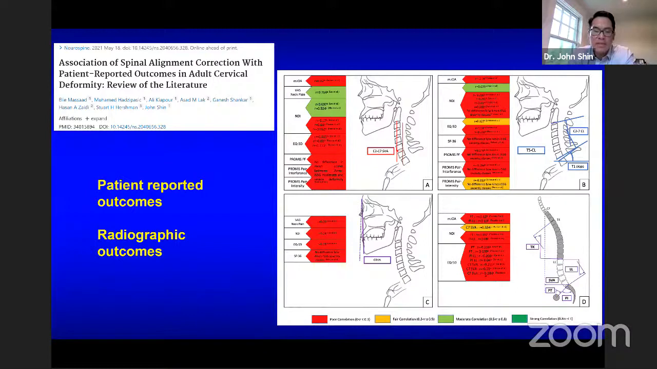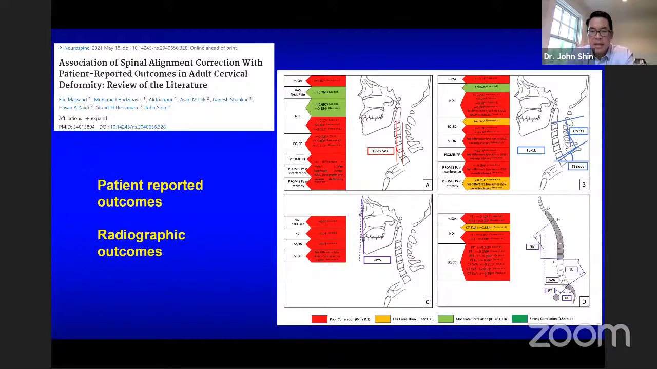And what we did is we investigated how these patient reported outcomes really correlate with radiographic outcomes in the literature. And you'll be surprised, everyone uses different tools. It could be the NIH PROMIS scales, it could be NDI, VAS, JOA, and everything in red here basically shows that there's been poor correlation in the literature.